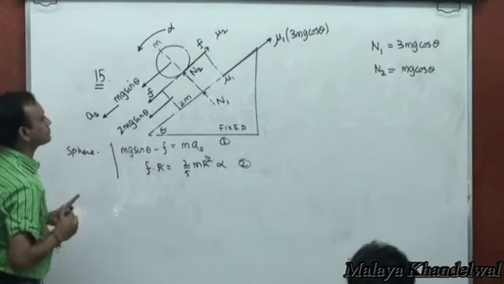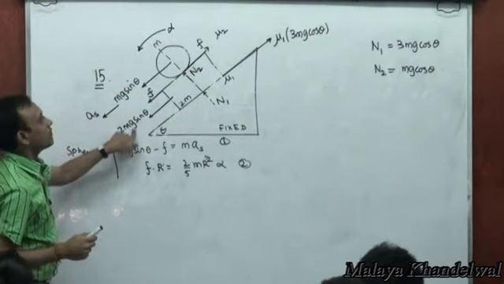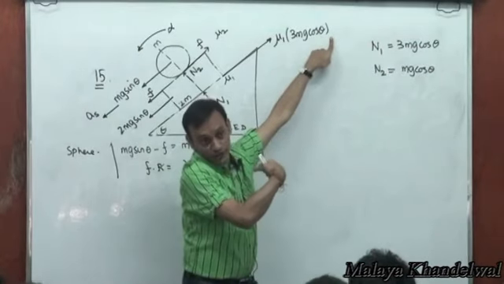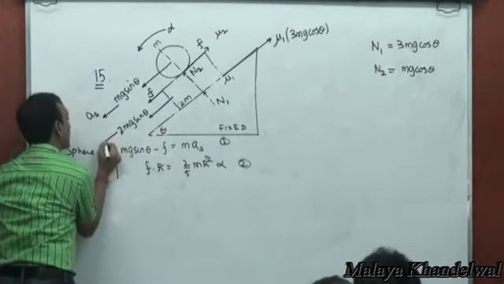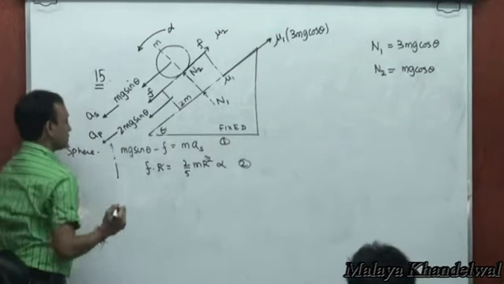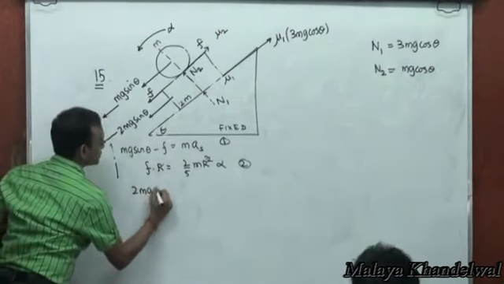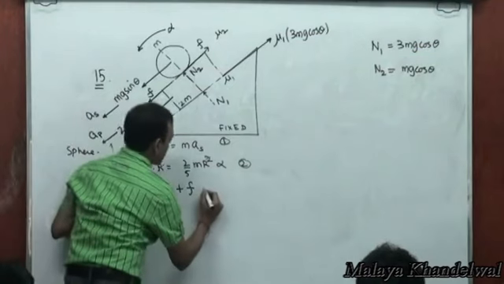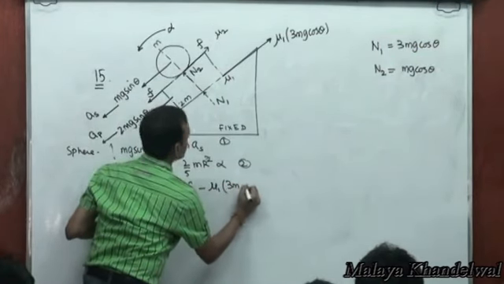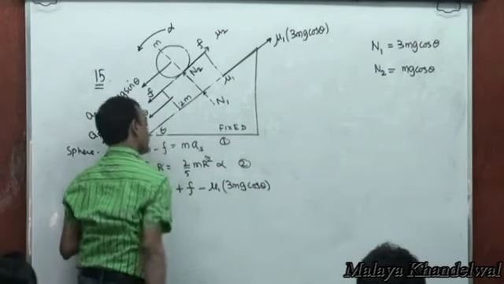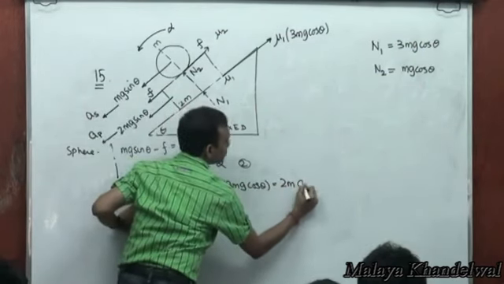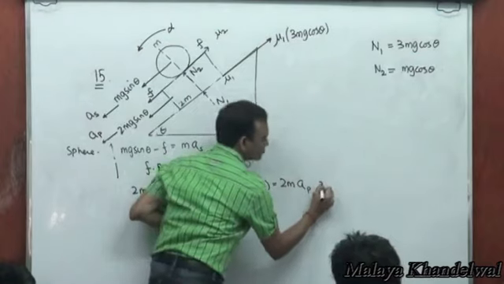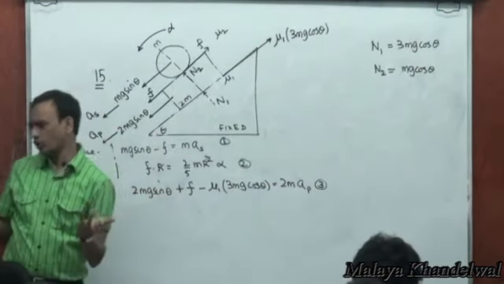Now the plank. 2mg sin theta plus F minus mu1 into 3mg cos theta will produce acceleration of the plank downwards. So the plank has an acceleration AP downwards. So we have 2mg sin theta plus F minus mu1 into 3mg cos theta would be 2m into AP, acceleration of the plank. Clear? This is all that we can do for the plank.